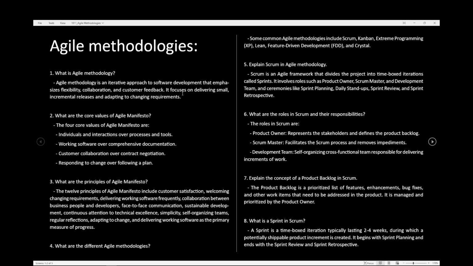What are the different agile methodologies? Some common agile methodologies include Scrum, Kanban, extreme programming, lean, feature-driven development, and Crystal.